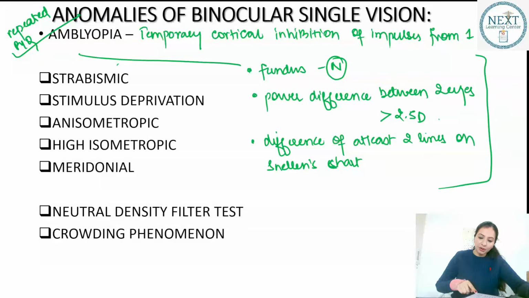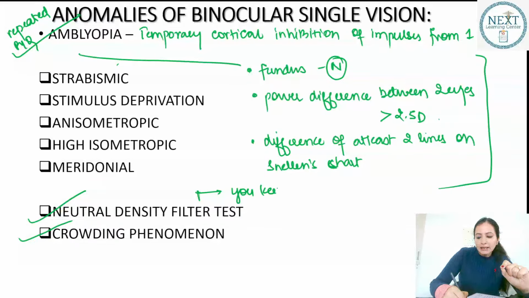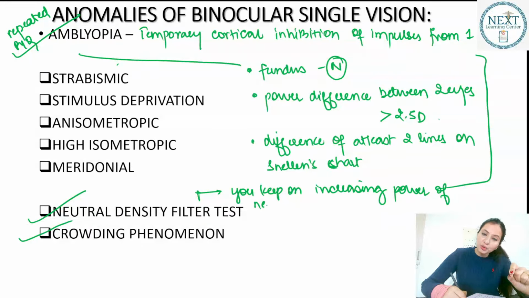Now talking about another two things that are seen is neutral density filter test and crowding phenomena. So what happens is, whenever in a patient of amblyopia, you keep on increasing the power of this neutral density filter, what will happen?